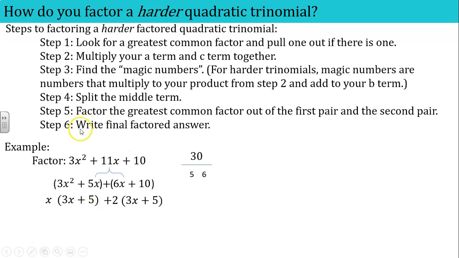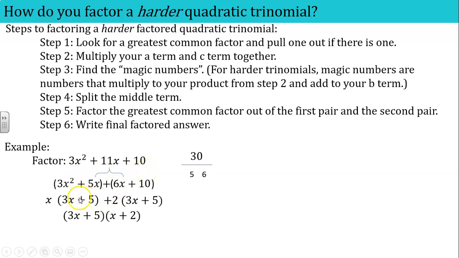This next step is the most confusing one to explain in words. So I vaguely wrote: write final factored answer. But listen closely to how we move from this step to our final factored answer. These two sets of parentheses just become one set of parentheses. So the matching 3x plus 5, 3x plus 5, they just get written once. So one 3x plus 5. And then I call them floating numbers. These two floating numbers, the x and the plus 2, get written in a single set of parentheses as well. So this would be our final answer. This is the final factored form of this quadratic trinomial.